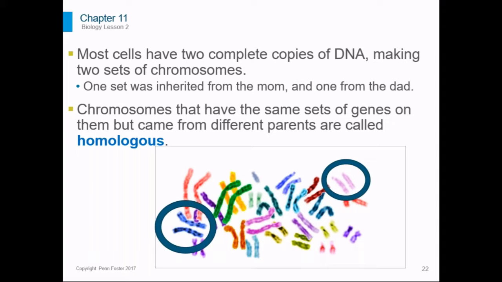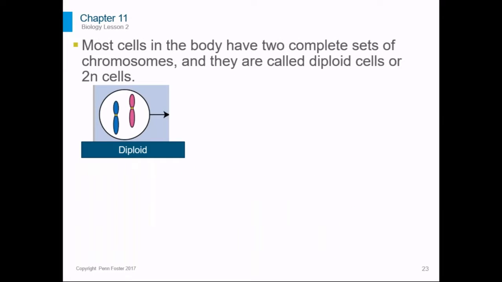This pair of chromosomes may have a gene that controls blood type, so they are homologous, even if the organism inherited type A from dad and type B from mom. Most cells in the body have these 2 complete sets of chromosomes, and they are called diploid cells or 2N cells.